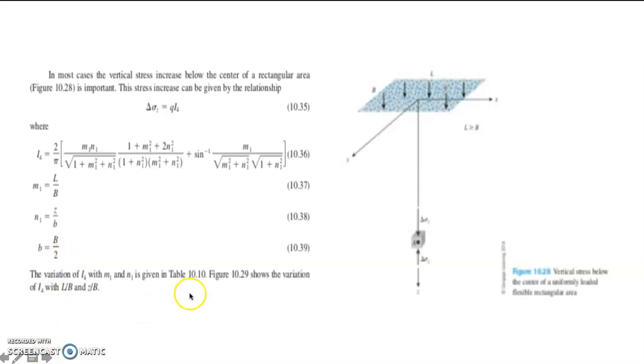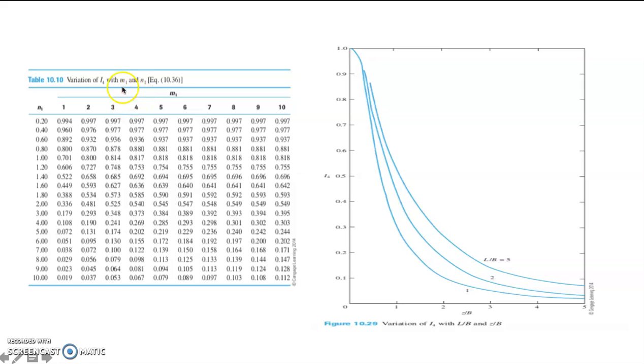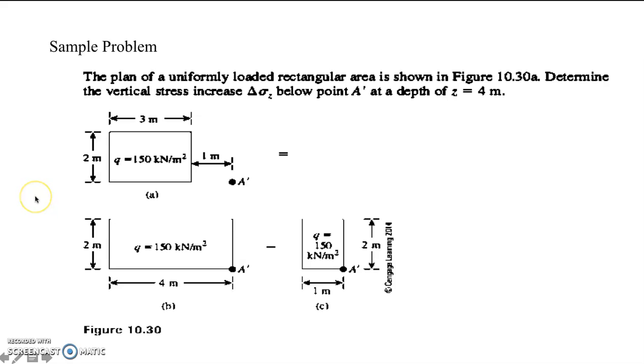And we have a table for the value for I sub 4. We just need the value for our L over d and Z over d. So we have the variations of I sub 4. We need the value for M1 and N1. This one is a figure showing the variations of I sub 4. You just have to get the value of L over d and Z over d so that you can get the value of I sub 4 on the y-axis.